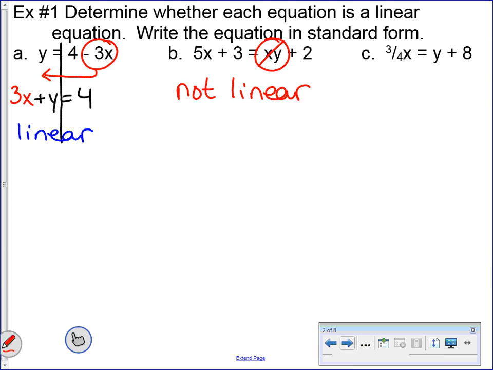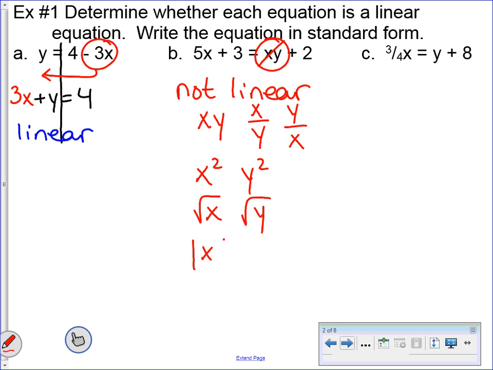There are several things that you cannot have in a linear equation. One of those is when you multiply the 2 variables together. You could divide the 2 variables. Doesn't matter if the x is on top or the y. We will not have any exponents for the x or the y. We will not see square roots over the x or the y, and we will not have any absolute value signs. If you see anything like this, the equation is not linear. So again, exponents, absolute value, square roots, and or variables in the denominator.